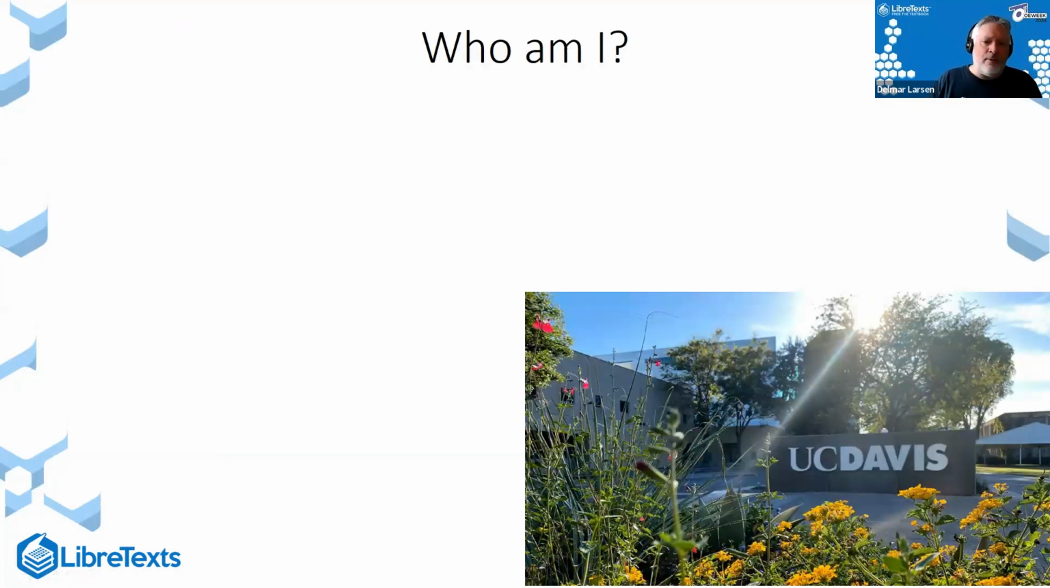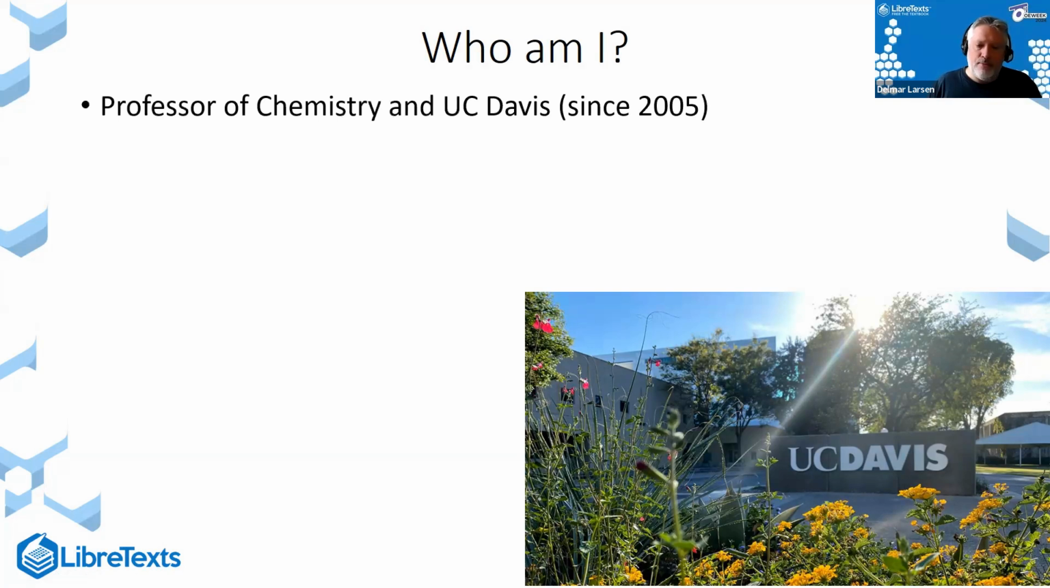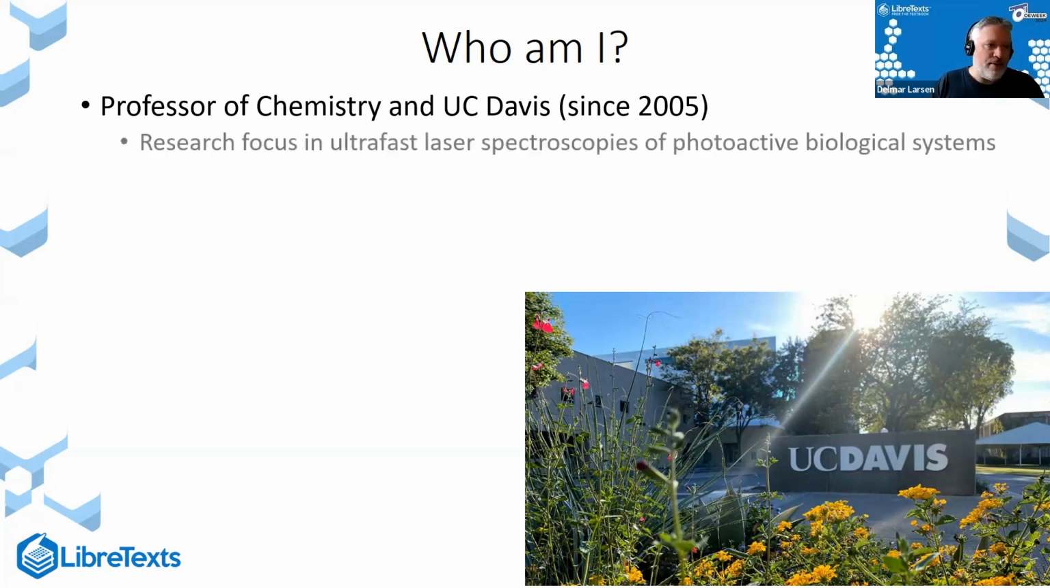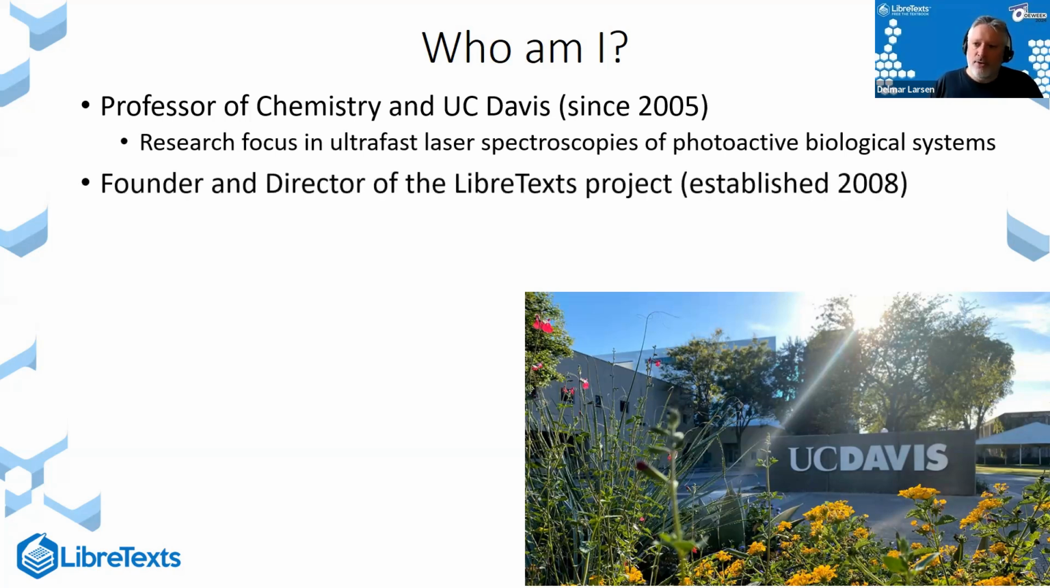So in talking about the LibreTexts project, invariably I have to talk a bit about who I am and where I come from. I'm a professor of chemistry at the University of California, Davis. I've been here since 2005, so I'm about to celebrate my 15-year anniversary. My research focus has been on ultrafast laser spectroscopies and photoactive biological systems. I shoot very short laser pulses at proteins and see how they respond. However, while I enjoy talking about that, that's not the point of this conversation. You're here and more interested in the other project that I've been doing for the last 16 years.